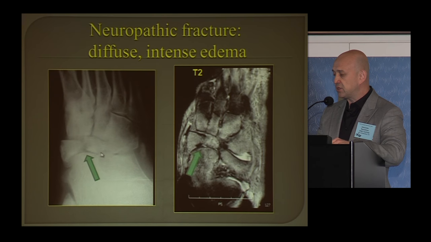When you look at this picture here, we have a fracture of the navicular bone. There's no Charcot, this is just a fracture of a navicular bone. Look what happens in the MR. All of these tarsal bones are lit up, they're white, and they should be black. So this is a misdiagnosis of osteomyelitis, and this was just a simple fracture.